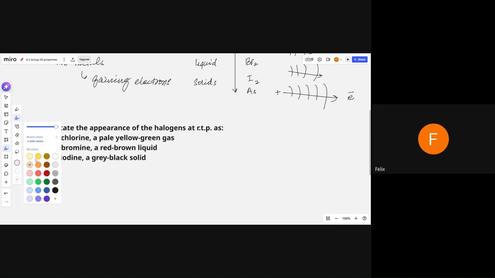So it's pale yellow green gas, right? And you see it has two parts: color and the state at room temperature, right? And then we have red brown. So it is a red brown liquid, and iodine is a gray black solid, right? So gas, liquid, and solid, and these are the colors. You have to memorize this. You need to remember this.